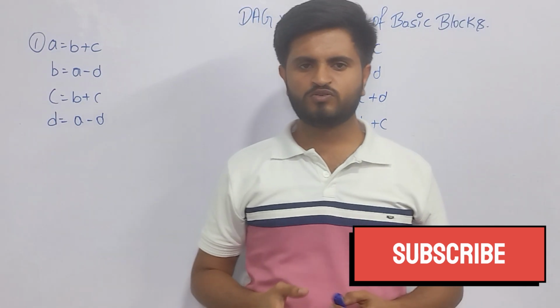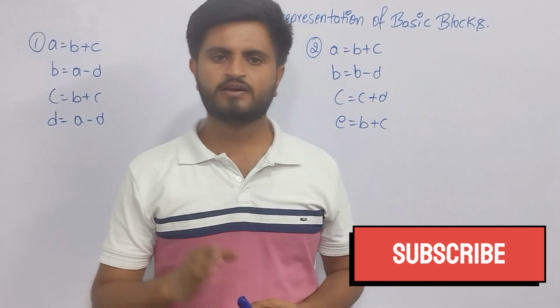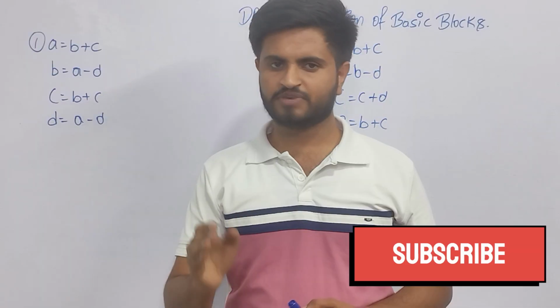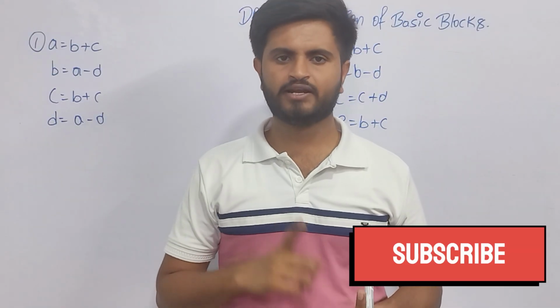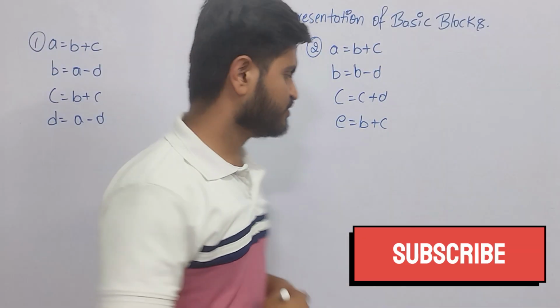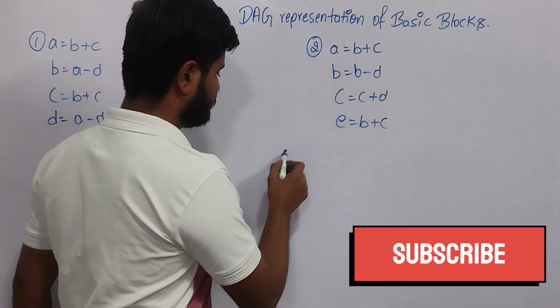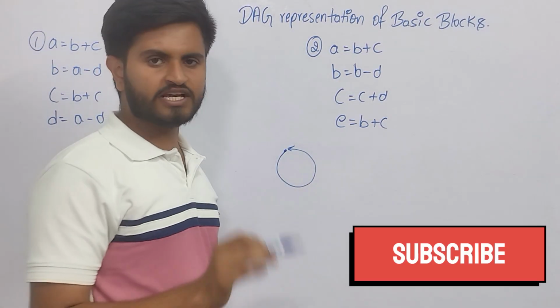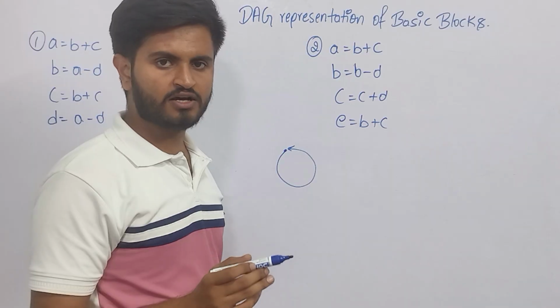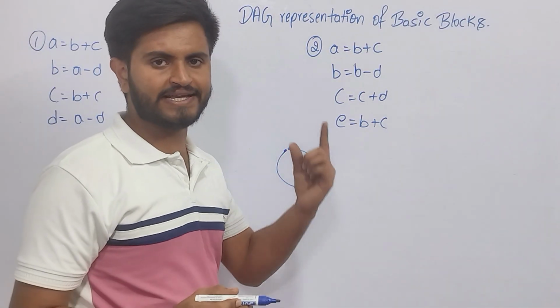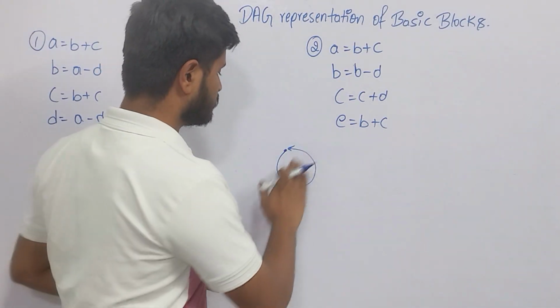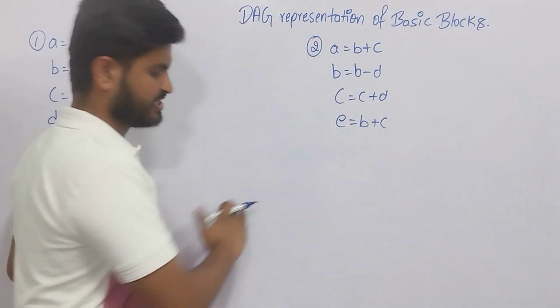Everyone, in this video let's discuss how to solve the DAG representation of the basic block. DAG means directed acyclic graph. If you start from any point and come back to that same point, there will be a formation of a cycle. This must not happen in a directed acyclic graph, so there will be no cycle formation there.